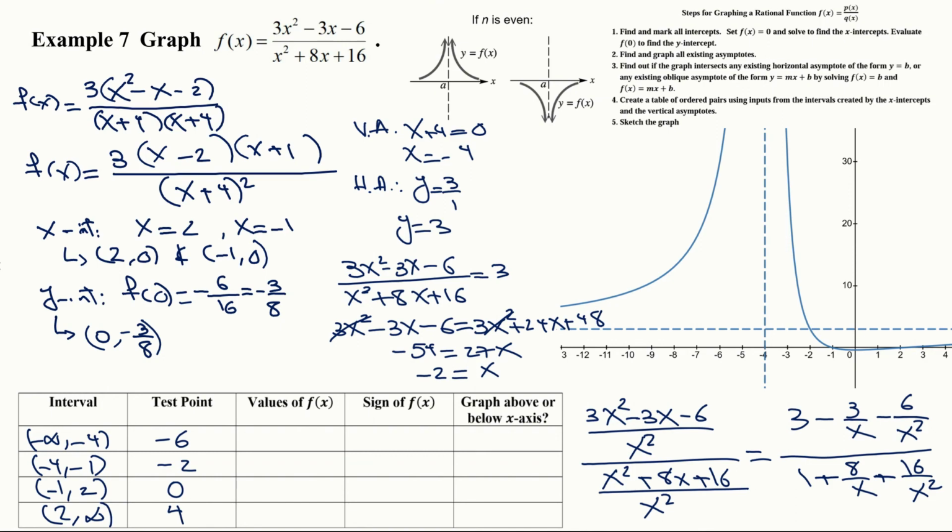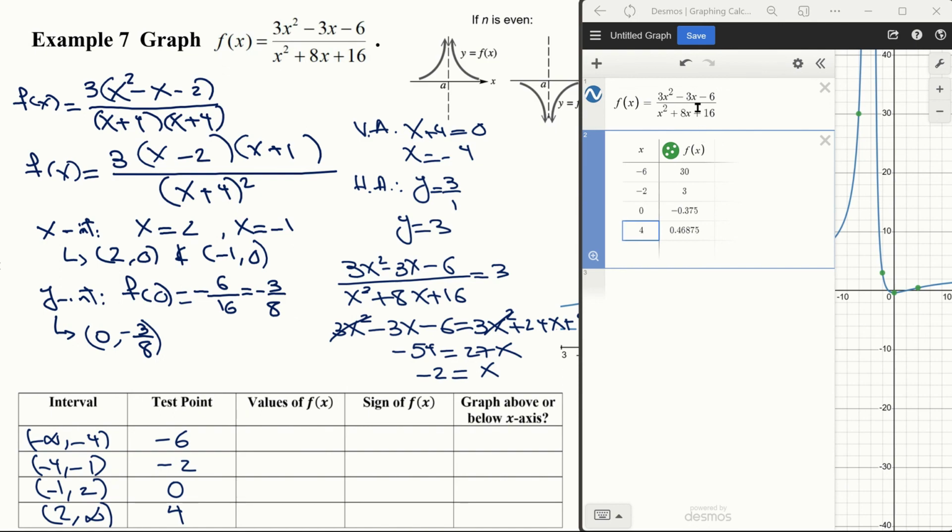Okay? All right, so now we'll bring Desmos up and have it do the crunching for us. Okay, I went ahead and typed it in to save us some time on the video. So here's our function, and here are the inputs, -6, -2, 0, and 4, and there are the outputs. So let's go ahead and log those.